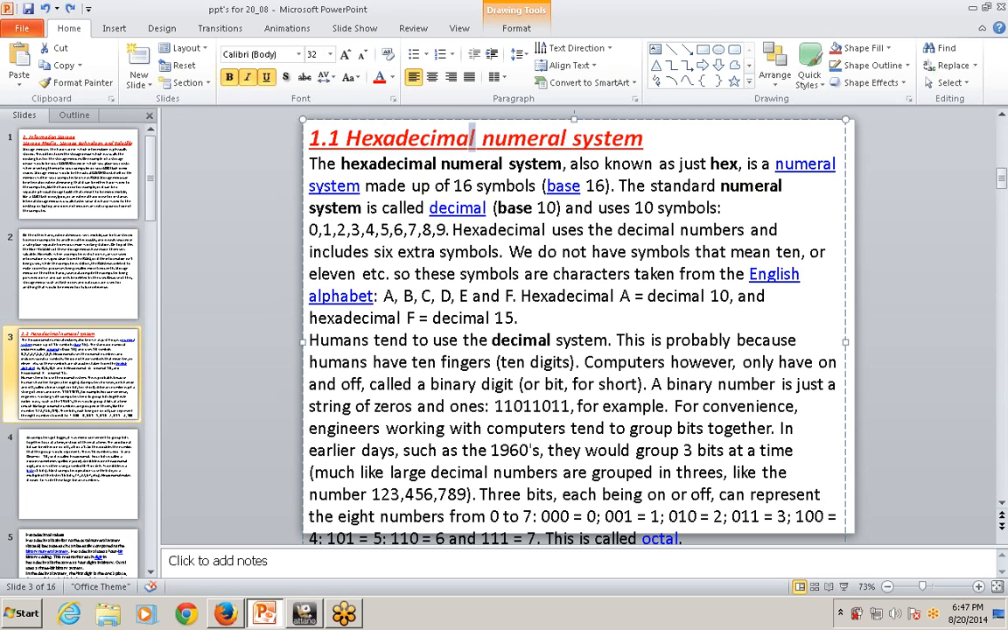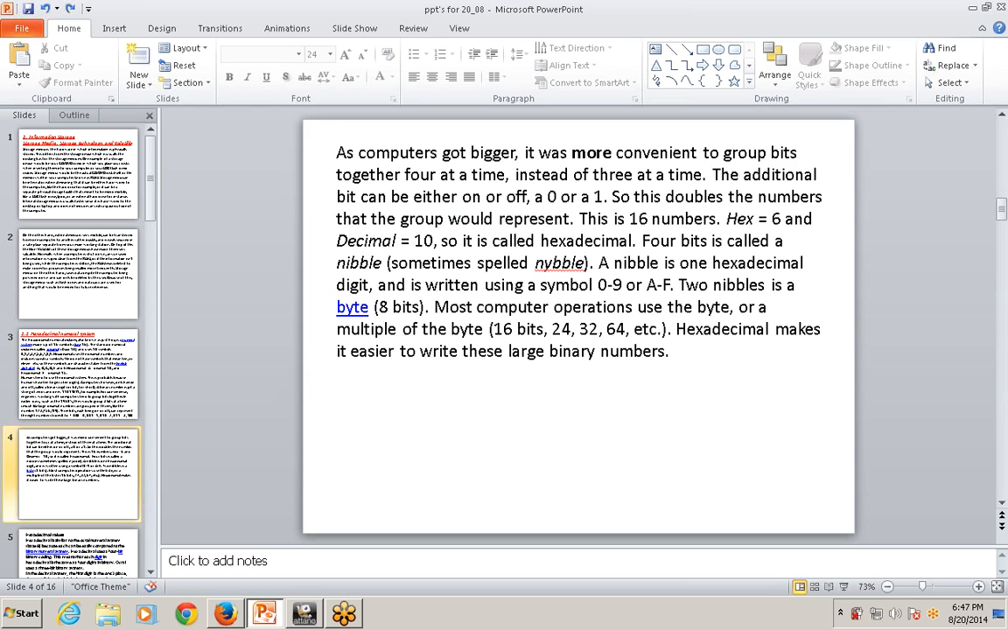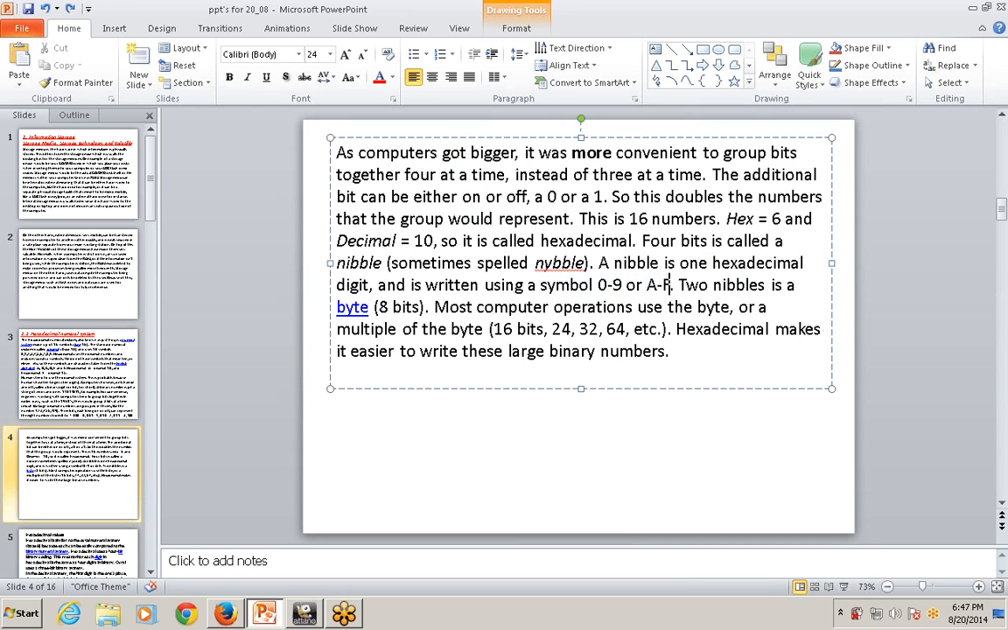Then we have also talked about multiple number systems, multiple parts of our information storage. One is the hexadecimal number system. There are 4 types of number system: binary, octal, decimal, hexadecimal. Binary is represented by bits, octal is represented by 0 to 7, decimal is represented by 0 to 9, and hexadecimal is represented by 0 to 9 and then A to F.